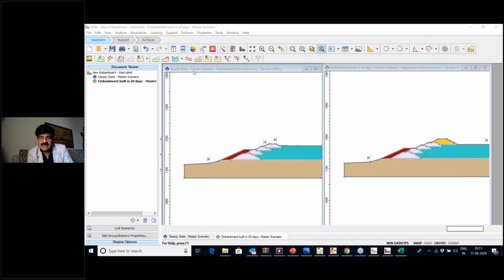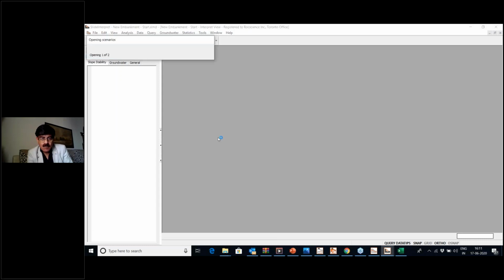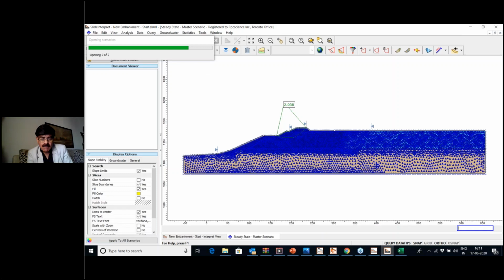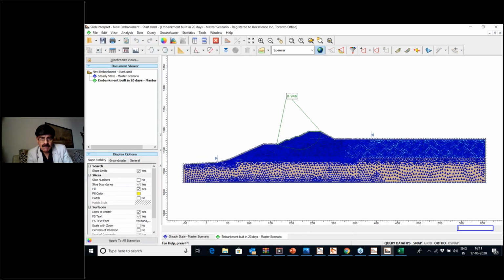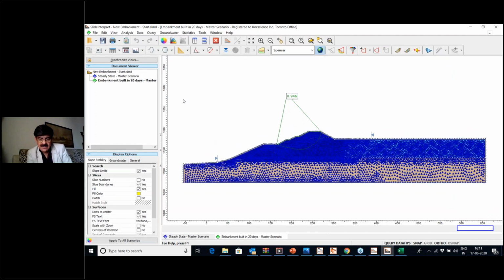Okay, so this is done. We can look at the results. So that's the result, that the factor of safety is 0.946, which is a low factor of safety in this case when we build the embankment. And so we really need to investigate this.